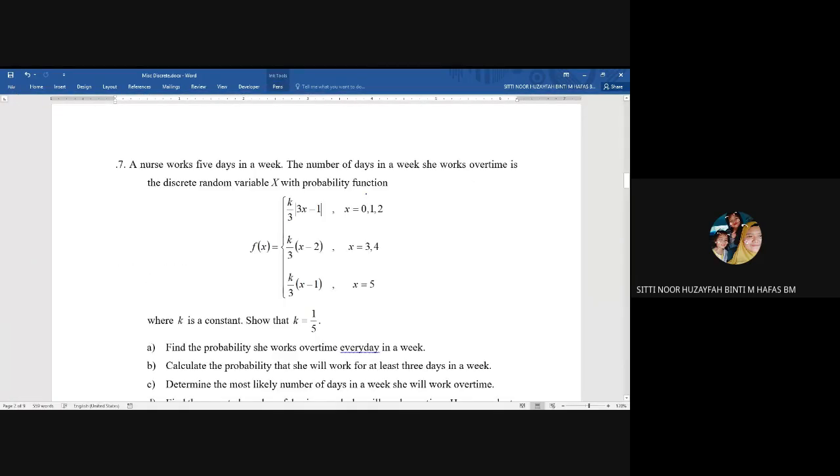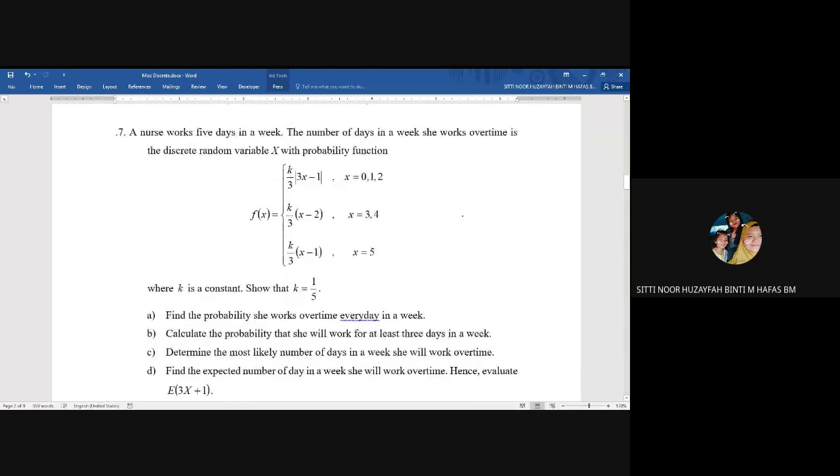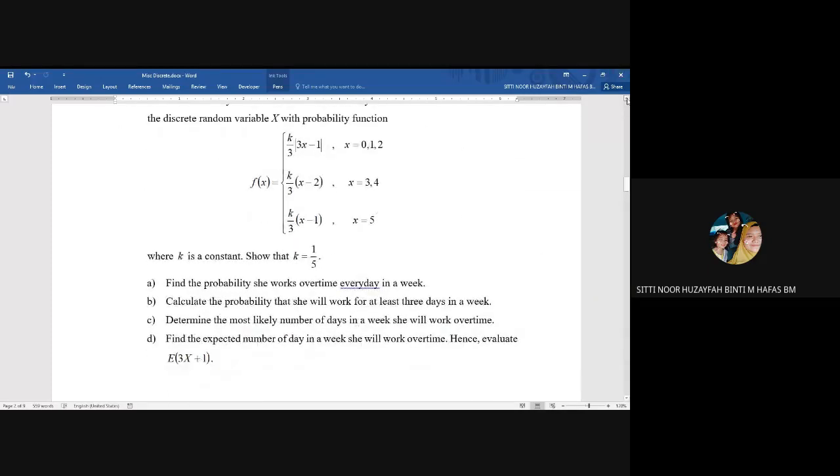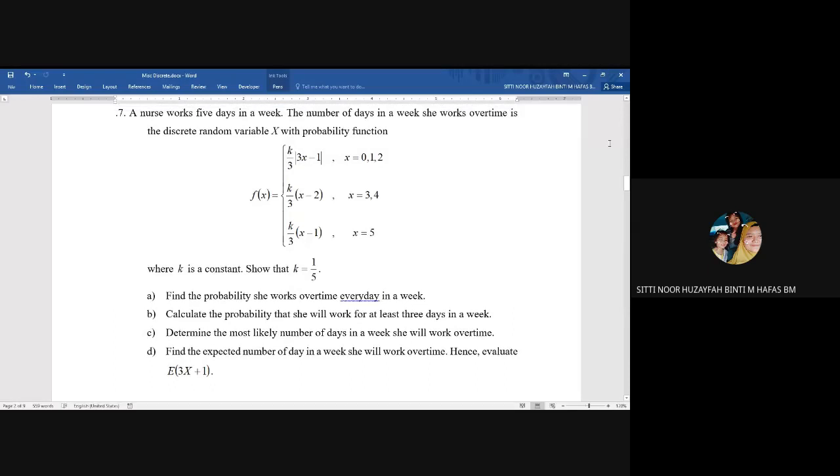Okay. So this question number 7 is a bit long. Why? They give you a real life situation here. A nurse works 5 days in a week. So remember, in a week, a nurse works for 5 days. So the number of days in a week she worked overtime is the discrete random variable. So this x is talking about the number of days she works overtime, its probability function.